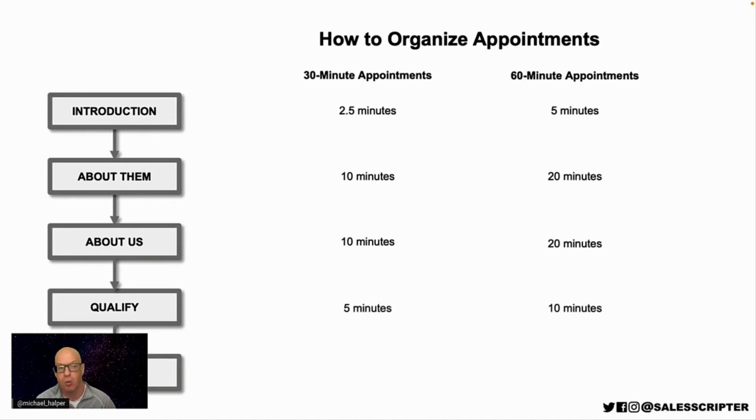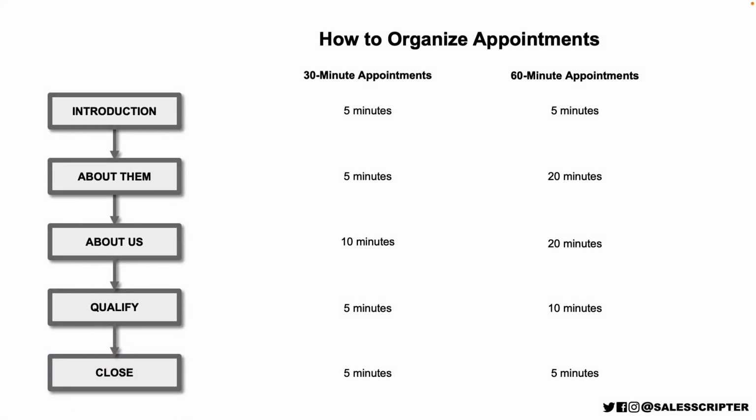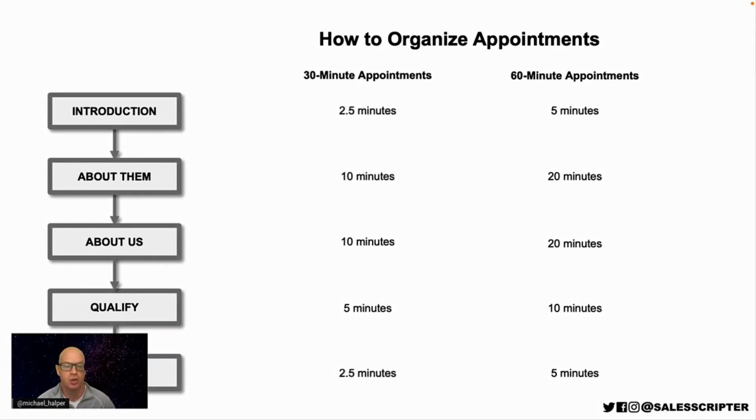Like I said, depending on what you discussed so far, you might want to qualify them. And this is asking some of your qualifying questions, and 5 minutes for a 30-minute meeting, 10 minutes for a 60-minute meeting. And then the close is the same as the introduction. So pretty quick for a 30-minute meeting. You could spend a couple more minutes on a 60-minute meeting. So just to give you some ideas of how you can structure and the steps you can move through when you're executing your appointments with prospects.